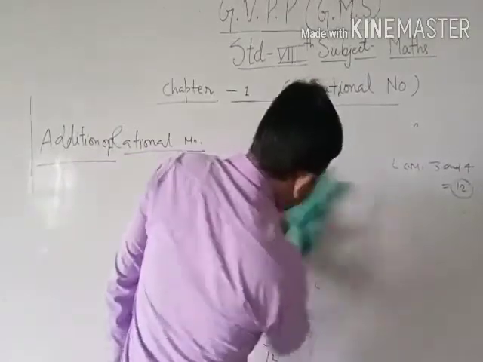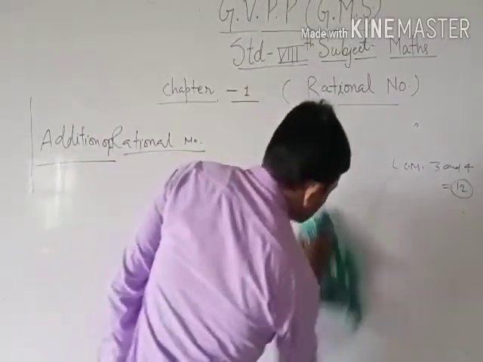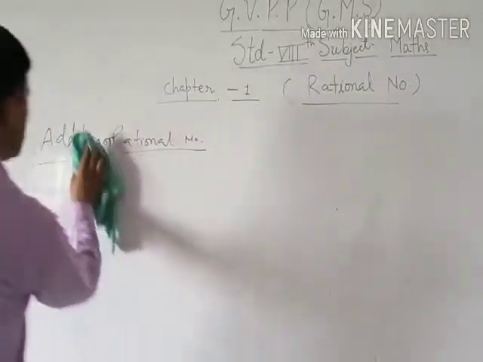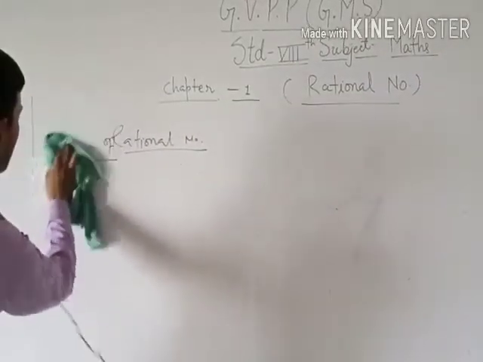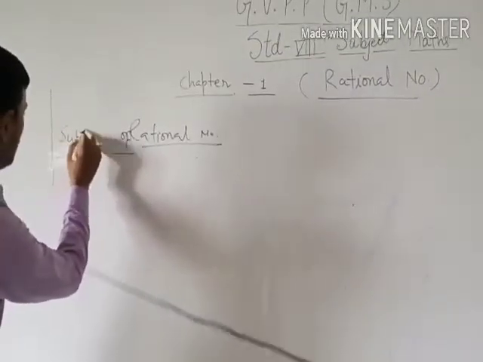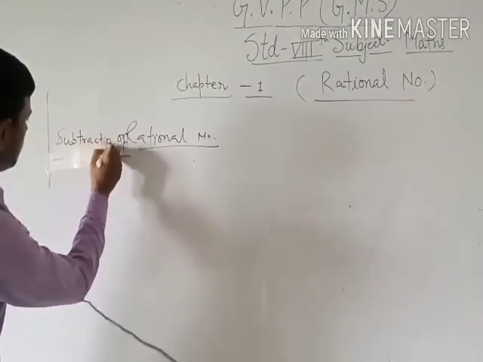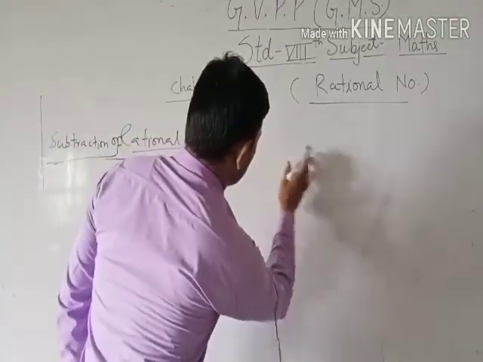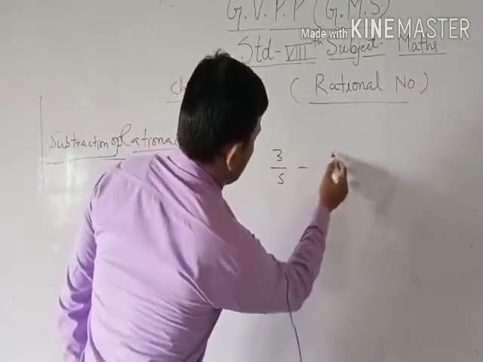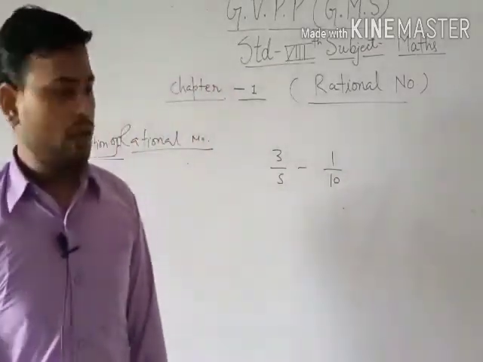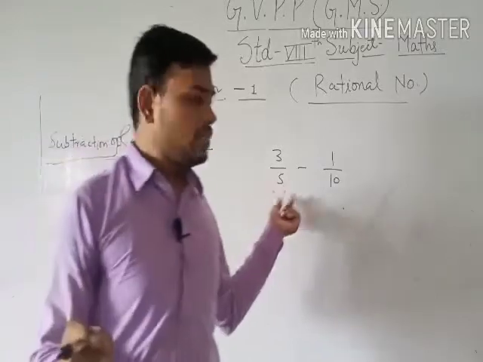That means कि आप किन्हीं भी two rational number को कैसे subtract करेंगे. Okay, this method is very simple as like same. So I will tell you how can you subtract two rational number. Suppose a number is written here 3 upon 5 minus 1 upon 10. Okay, you have to subtract these numbers.